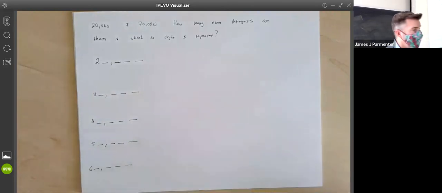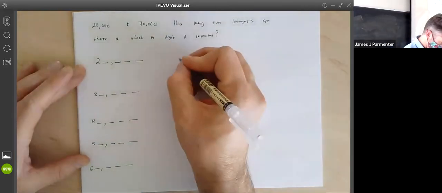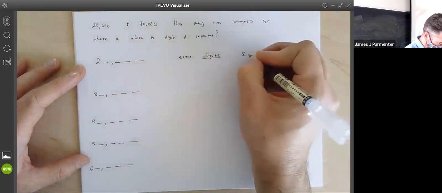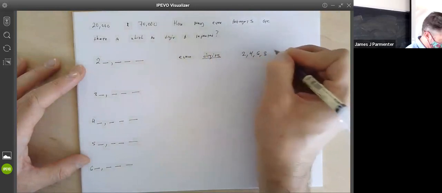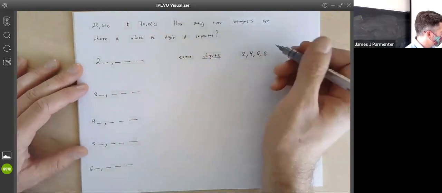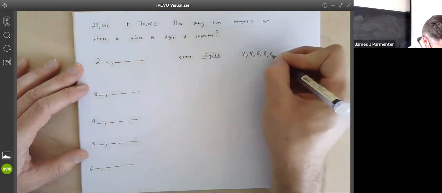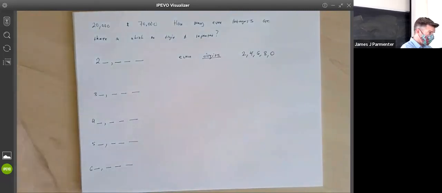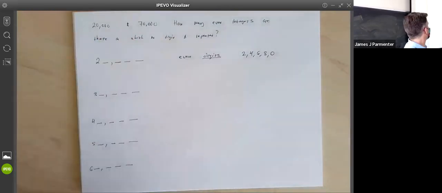Okay. What are the even digits? They are 2, 4, 6, 8. Is that all of them? Not all of them. There's also 0. 0 is an even number, right? It's divisible by 2, just like every other even number. It's also between 2 odd numbers, just like every other even number.